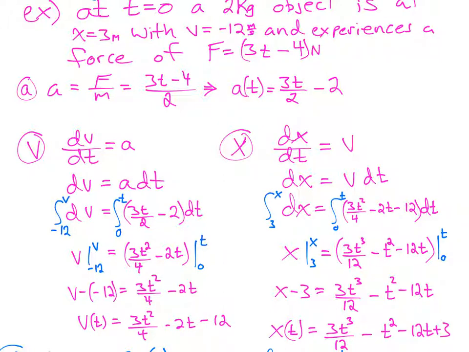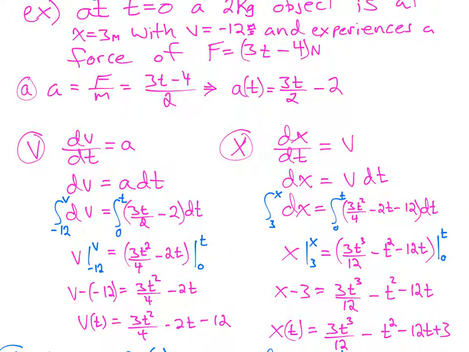We'll go through the same exact process now to find position as a function of time. dx/dt is v. Multiply both sides by dt. Make sure you show both the step of integration and evaluation. And then we'll take this 3 over here and add it over. At time 0, our position was 3. At some later time t, our position is going to be x. And here's our position as a function of time: 3t cubed over 12 minus t squared minus 12t plus 3. So that is all that we have to show for technique A.